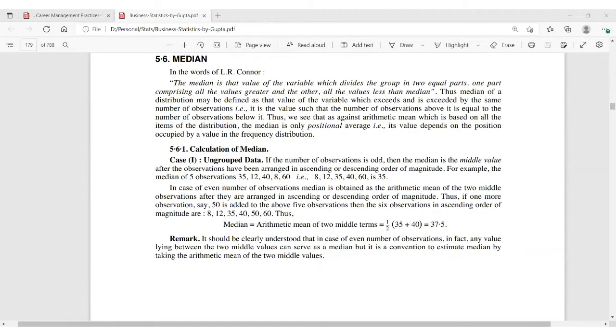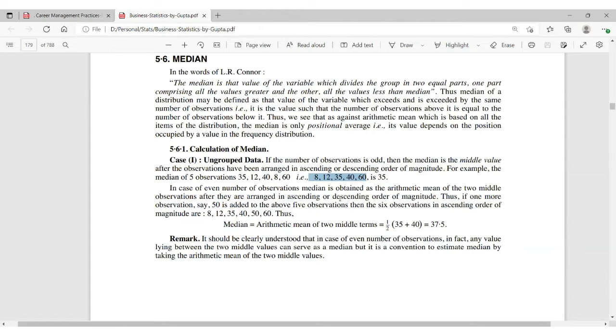If the number of observations is odd, then the median is the middle value, after the observations have been arranged in ascending or descending order of magnitude. For example, there are 5 observations: 35, 12, 48, 8 and 60. Make it in ascending order: 8, 12, 35, 48, 60. Either ascending or descending order. Now find the middle, centrally located value, the value which lies in the middle of these numbers.